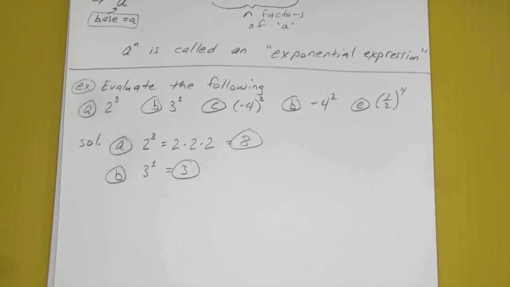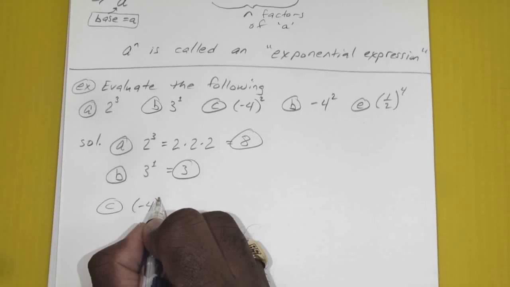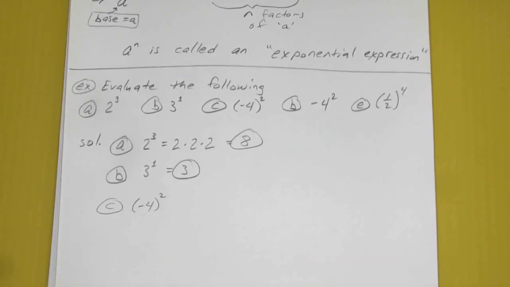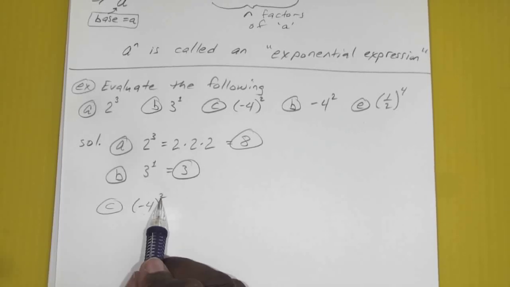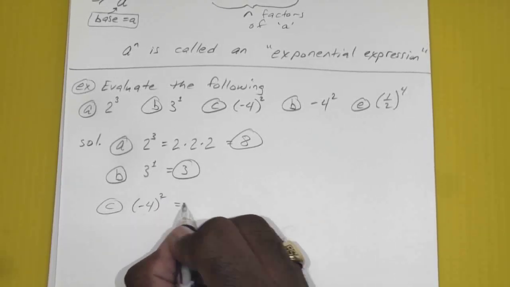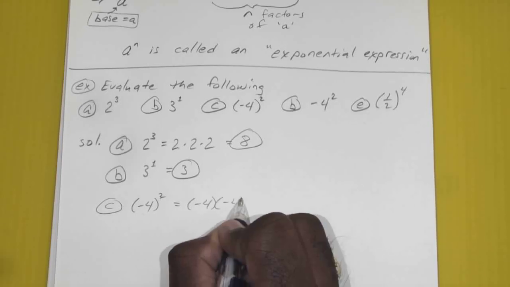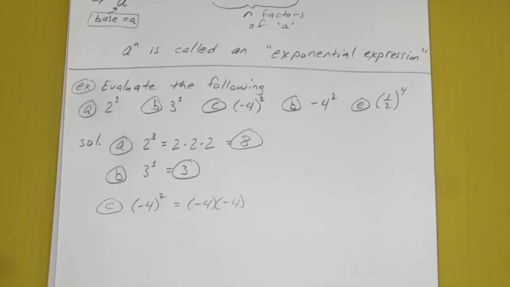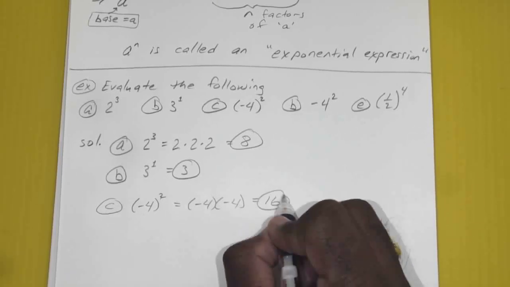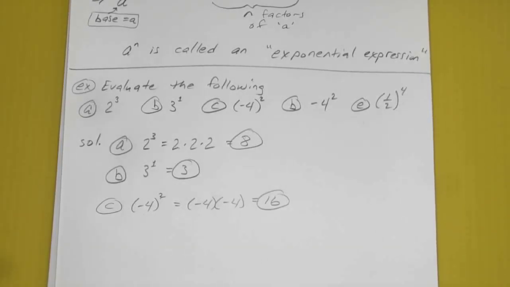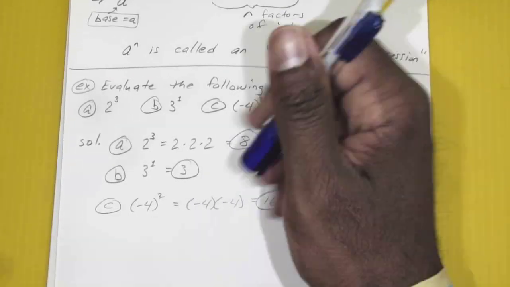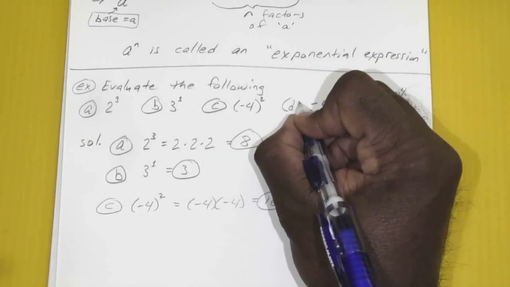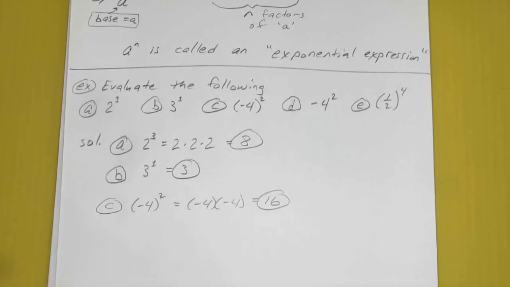Now C and D is where most of the mistakes happen, because those parentheses can make them a little bit tricky. So for C, you have -4 squared with the negative in the parentheses. That just means the square applies to everything in there. So that's just -4 times -4, which is +16. Why did I put B up there twice? That should be D.